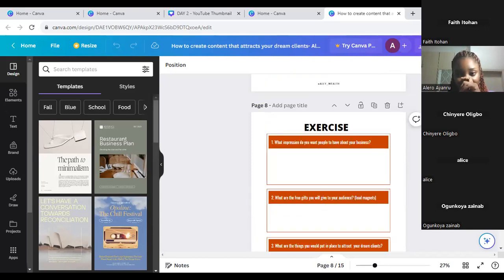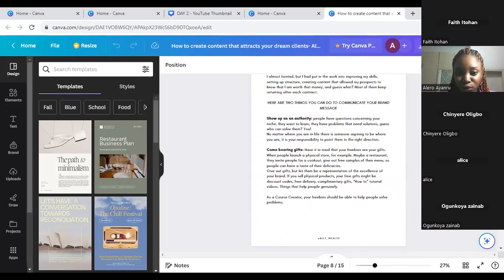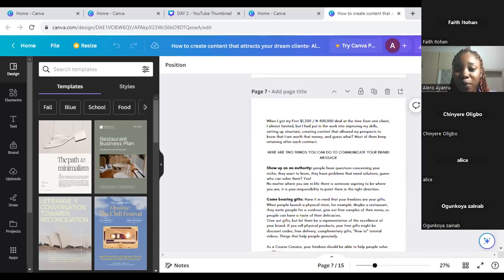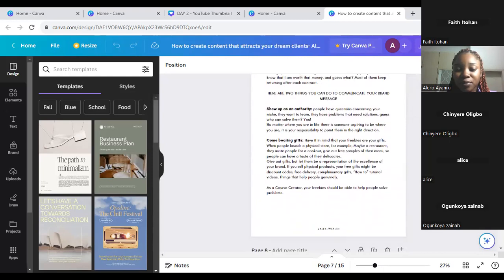Then I said some of the things you can easily do if you are just starting out is show up as an authority. An authority means that you are learned in that area. You are schooled in that area. You can teach people. Particularly if you're selling shoes and bags, you can even do videos of you wearing the shoes. People are very creative with content creation. Or maybe the person bought an Aba-made shoe.